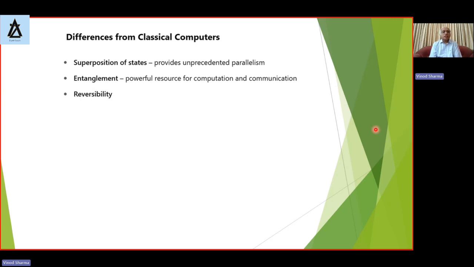Another very important unique thing in quantum systems is entanglement. It is a very powerful resource for computation and communication, and entanglement is not possible in classical computers. There's one more difference between classical and quantum computers: in quantum computation, all computations are reversible, while in classical computation, they don't necessarily have to be.